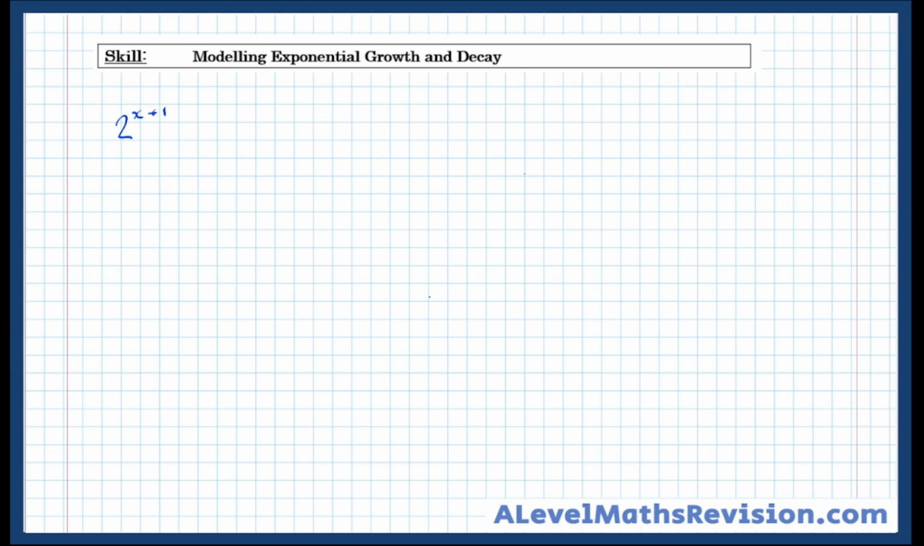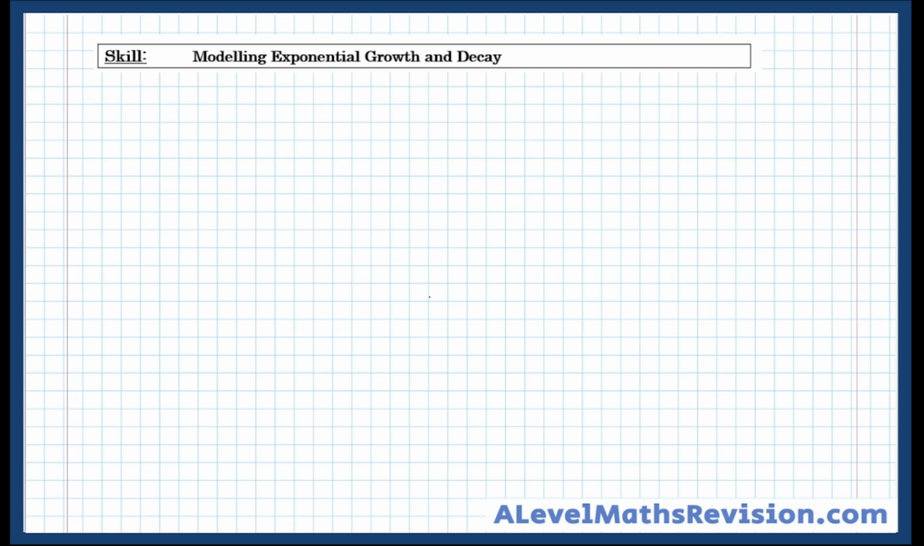The variable is in the power. So that there is exponential growth because the variable is in the power. This here is exponential growth because the variable x is in the power. This here isn't exponential growth because the power is 2, not a variable. So exponential growth means variable in the exponent or power.